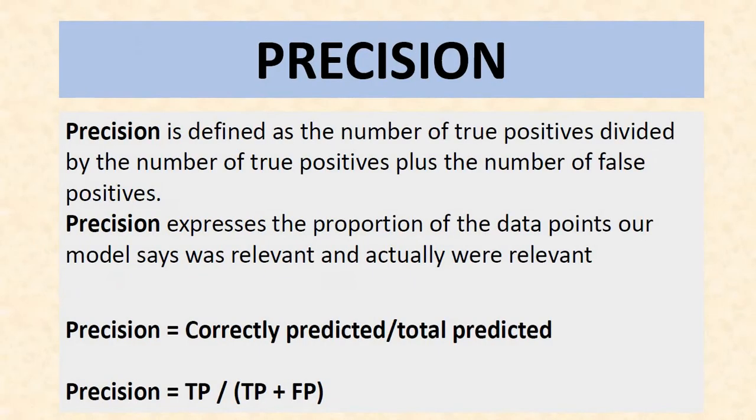Okay, so let's start. So what is precision? Precision is defined as the number of true positives divided by the number of true positives plus the false positives. Precision expresses the proportion of data points our model says were relevant and which were actually relevant. In other words, precision can be used to calculate our correctly predicted instances by total predicted instances, and in terms of true positive and false positive, precision is equal to true positive divided by true positive plus false positive.